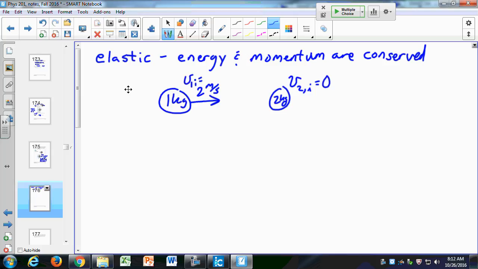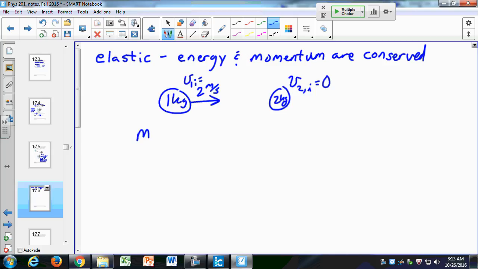But because it's an elastic collision, not only is momentum conserved, but energy is conserved. So I'm going to have one equation for momentum, and then my second equation will come in how? What's the second equation going to be? I do the conservation of momentum, and then I do conservation of what? Energy. So you just have two equations, one from conservation of momentum and one from conservation of energy. And they'll look like this.